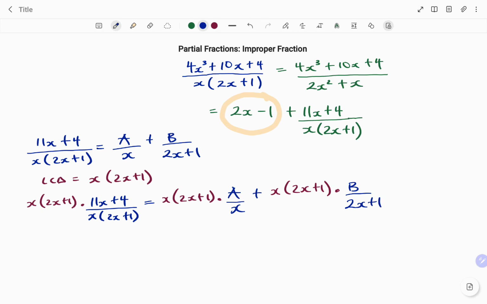If I simplify, I'm going to have x(2x + 1) dividing the denominator, that's 1. I have my x dividing x, that's 1, and I have 2x + 1 dividing 2x + 1. So what I have left on my left hand side will be 11x + 4 equals A(2x + 1) plus Bx.